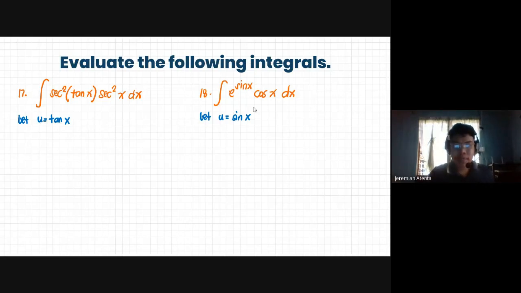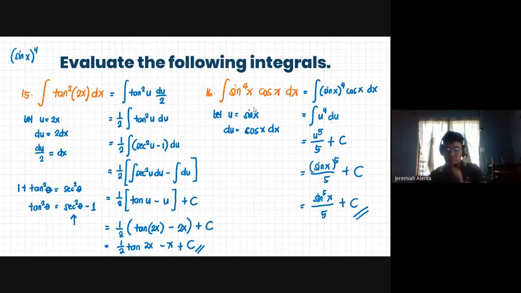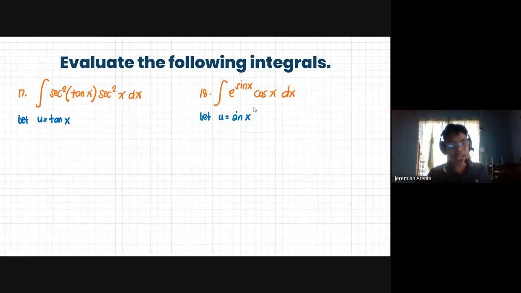Okay, number 16. So that's it for this lesson. You try 17 and 18. That's just an assignment. Try solving in your notebook. Okay, assignment, you try this.